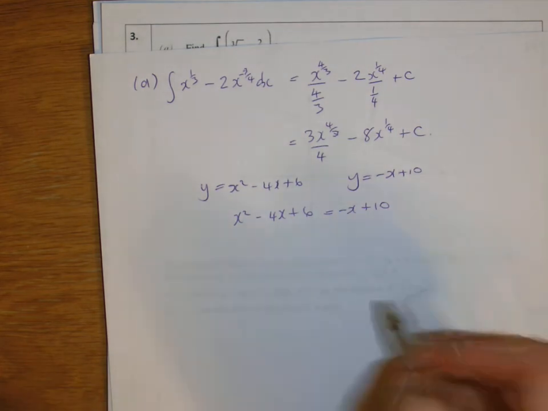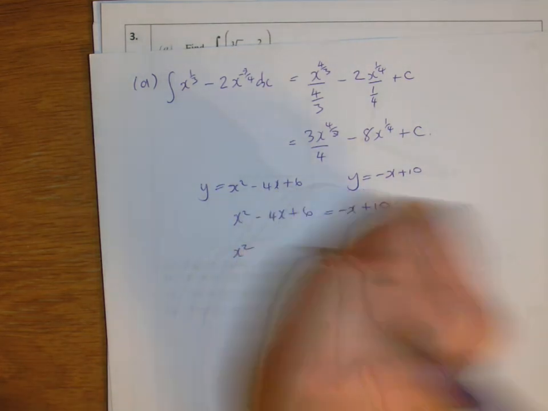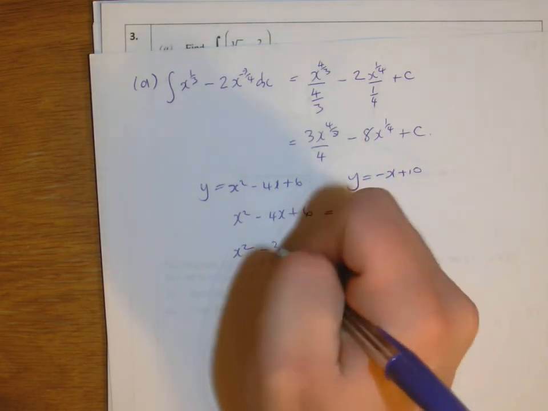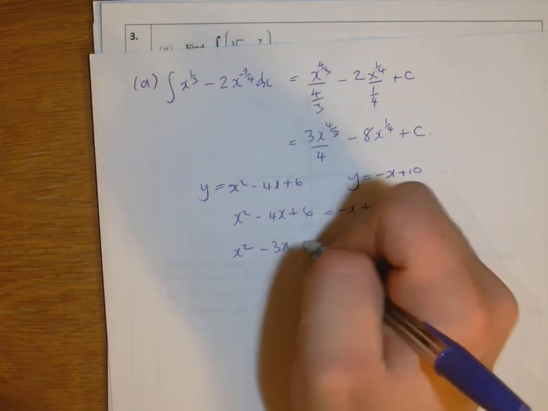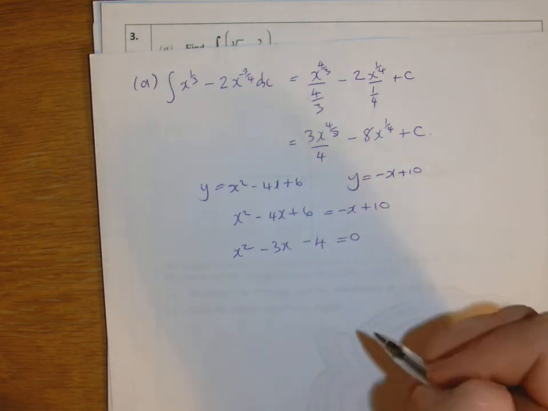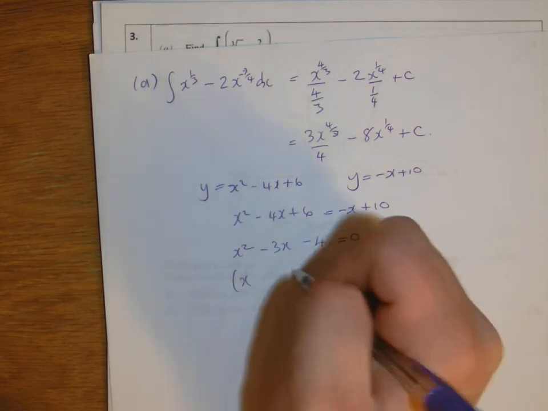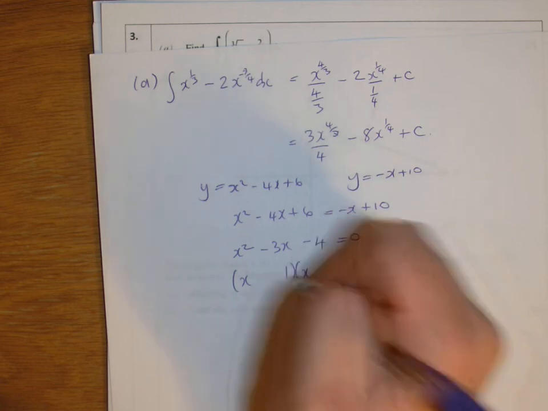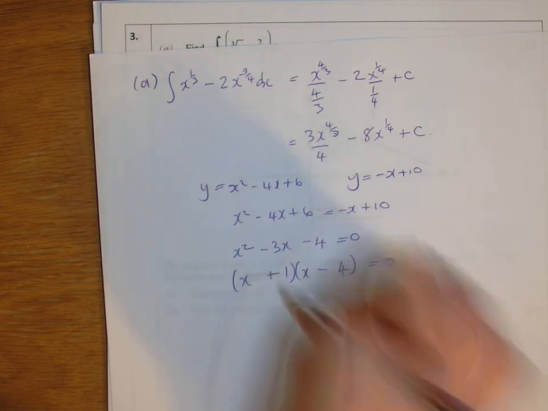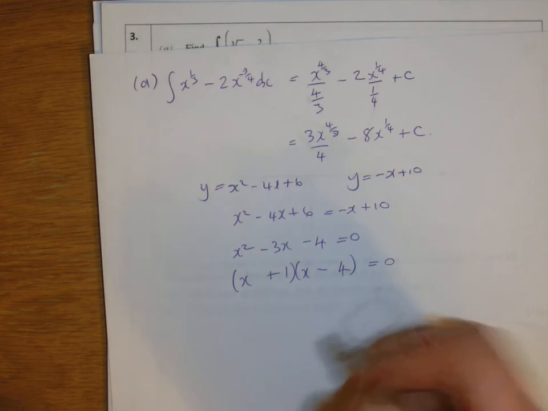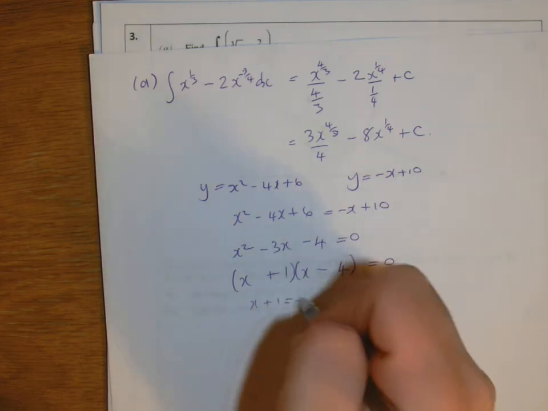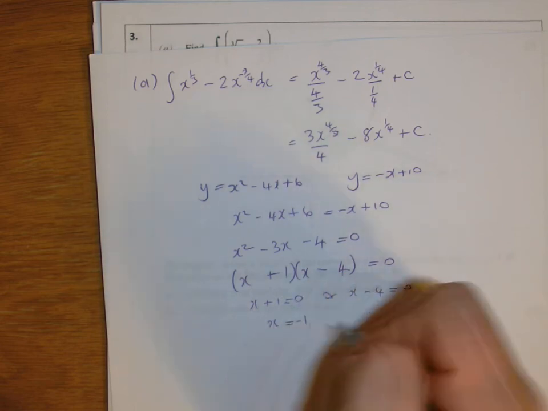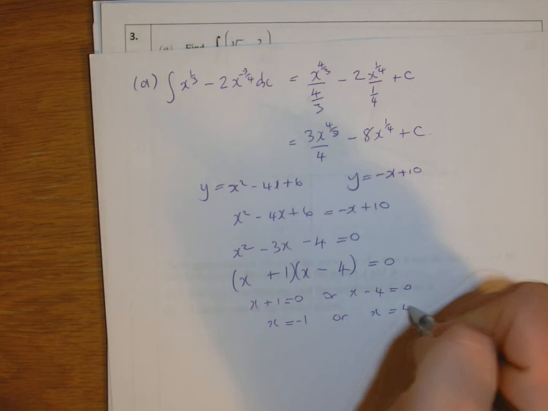Get everything onto one side, so you get x squared minus 4x, and then take that over, it becomes plus x, that'll be minus 3x. Take the 10 over, so you get minus 4 in total, and you've got a quadratic. We're going to solve it. So 4 there, 1 here, this becomes minus, that becomes plus, and that will enable us to work out the x values. So either x plus 1 is 0 or x minus 4 is 0. So that means x is equal to minus 1 or x is equal to 4.